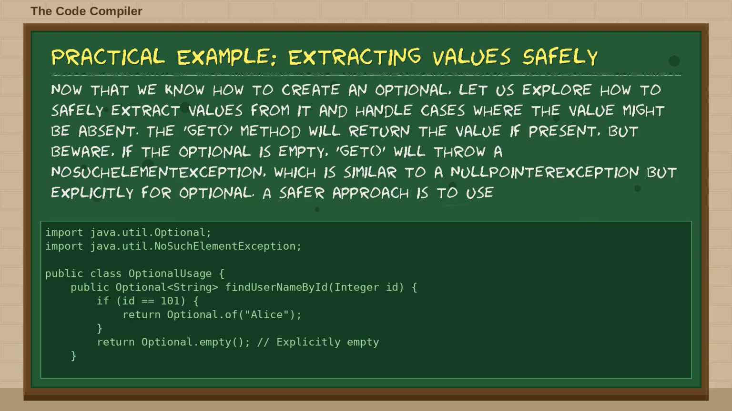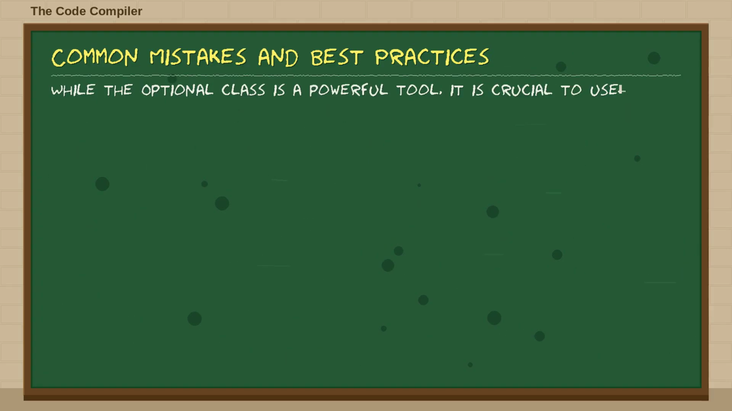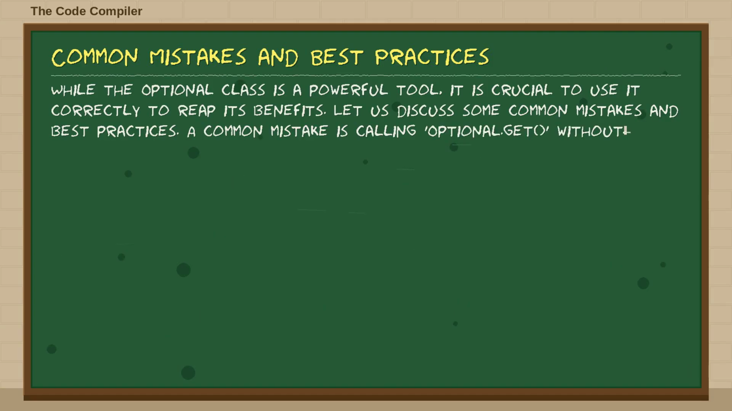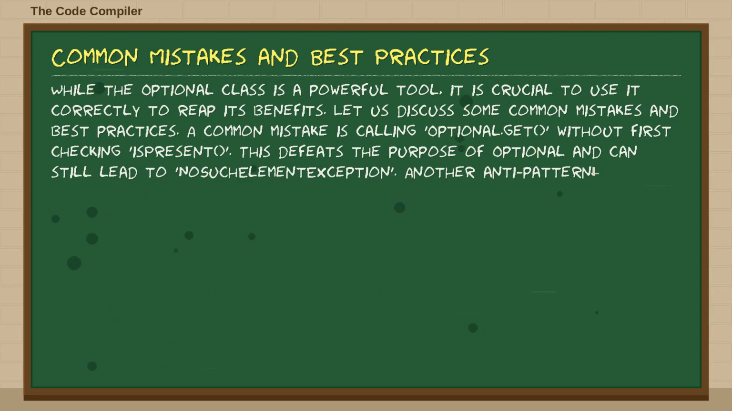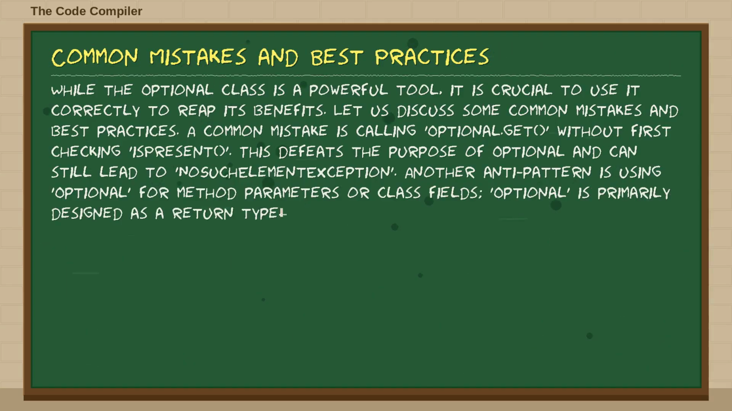While the Optional class is a powerful tool, it is crucial to use it correctly to reap its benefits. Let us discuss some common mistakes and best practices. A common mistake is calling Optional.get without first checking isPresent. This defeats the purpose of Optional and can still lead to a NoSuchElementException. Another anti-pattern is using Optional for method parameters or class fields. Optional is primarily designed as a return type for methods that may or may not have a result.